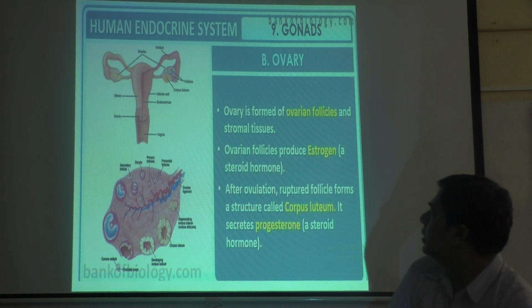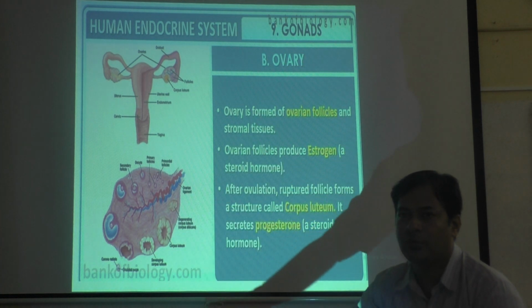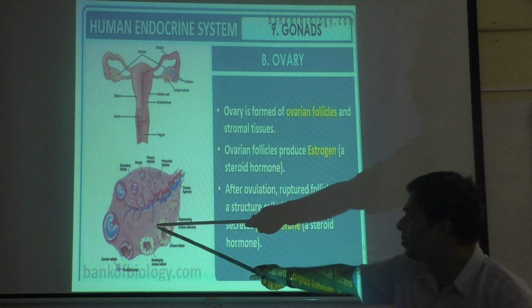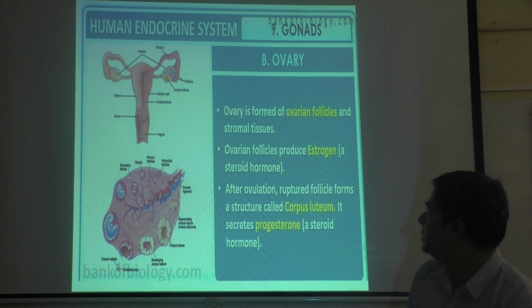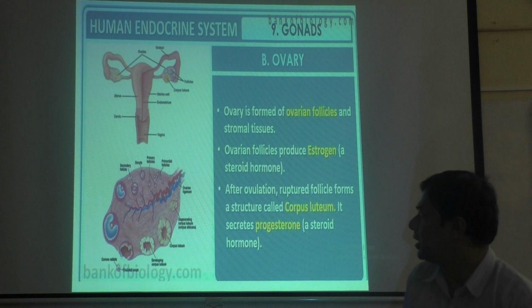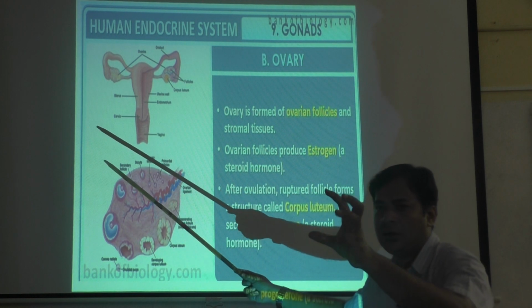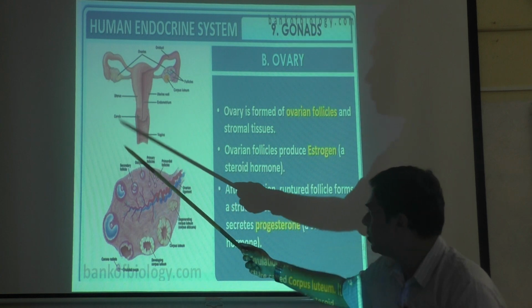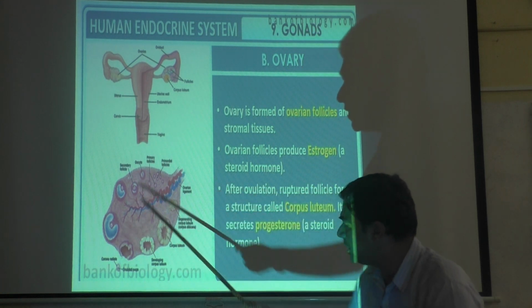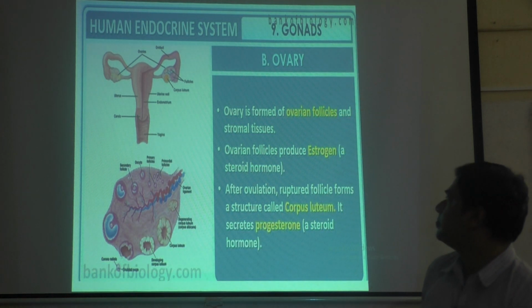Then this ovary is formed of ovarian follicles and stromal tissue. Means if you take a cross section of ovary, what you see here, they are showing cross section of ovary. What does it contain? It contains follicles. You already know the meaning, in last class I told you. That is a very small round structure. Then it starts growing in size. Then it contains egg or ovum inside.